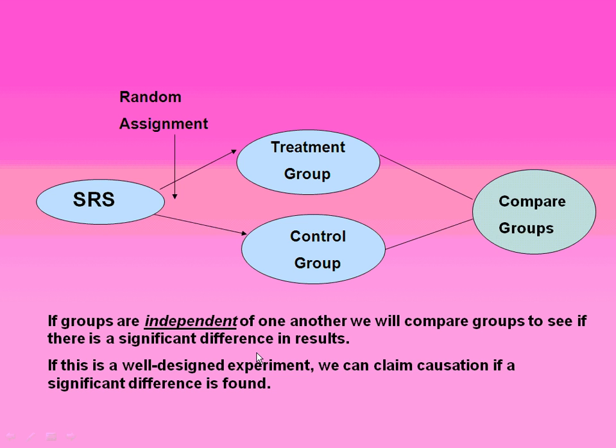And if there is a significant difference, and if it's a well-designed experiment, we can claim causation and actually learn something, and find strong evidence for or against something, like whether a drug works or whether two groups are different. Groups have to be independent of each other, but if we ran two different groups of people, that's generally the case.